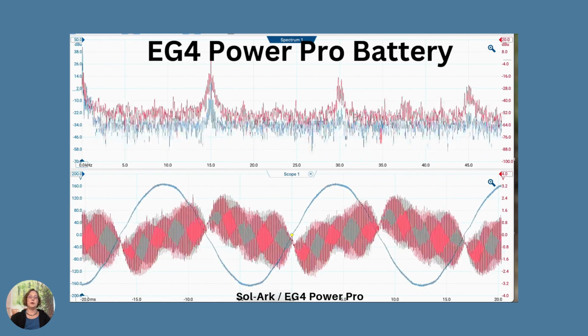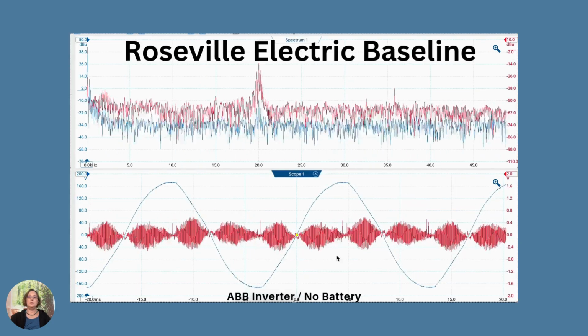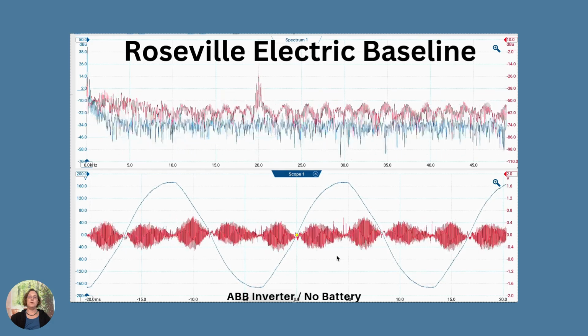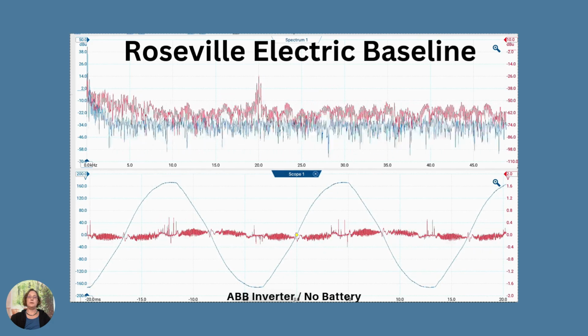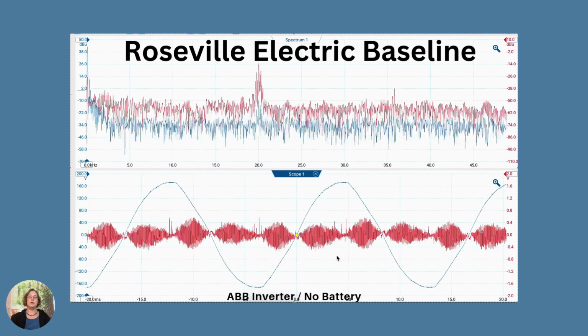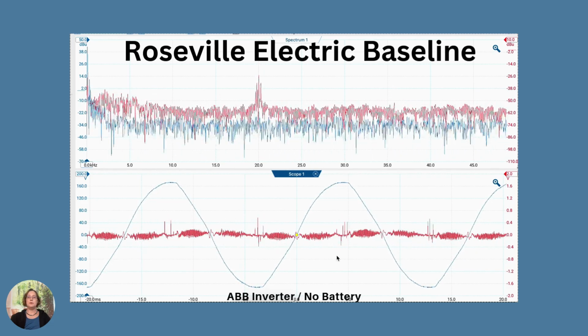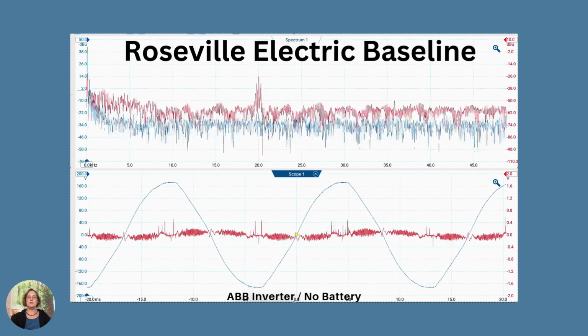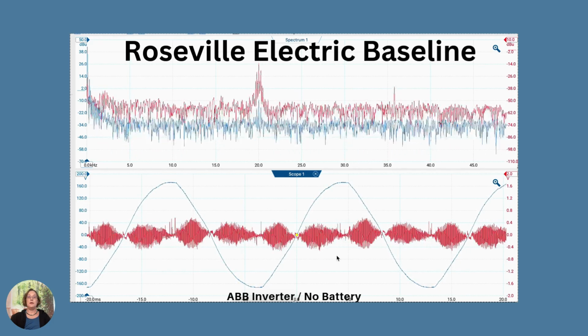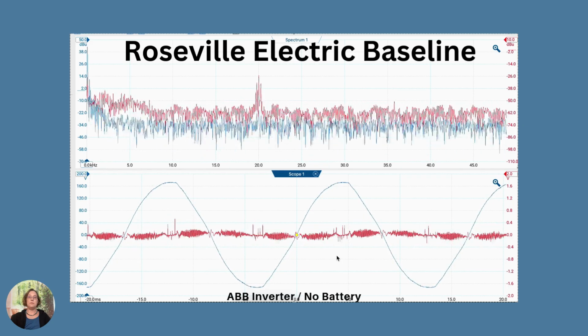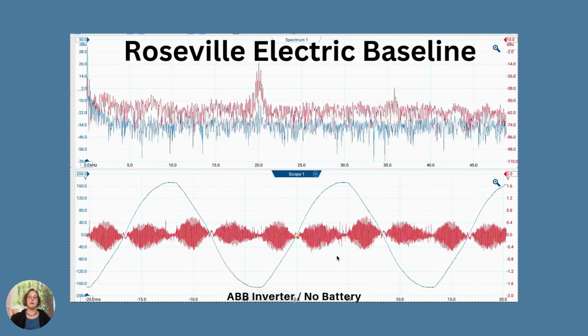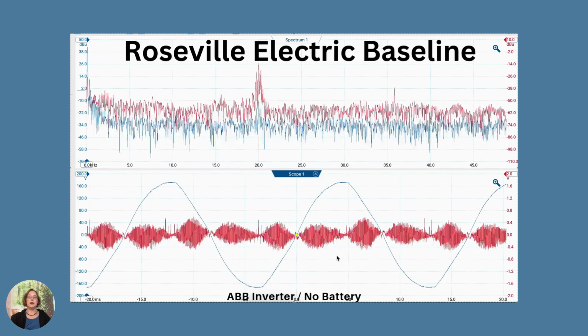Now we'll move on to our next system. This is a SolarEdge inverter. This is a 4.13 kilowatt PV system with a standalone SolarEdge inverter and no battery. For this system, the scale on the bottom right y-axis goes from minus 2 to 2 volts. Even so, the baseline power coming in from Roseville Electric is fairly dirty to begin with. The filter does clean it up.